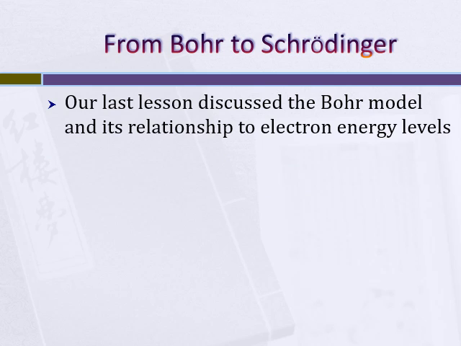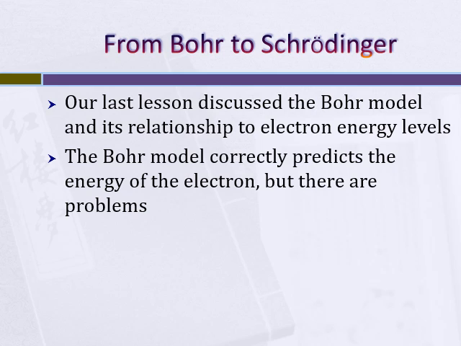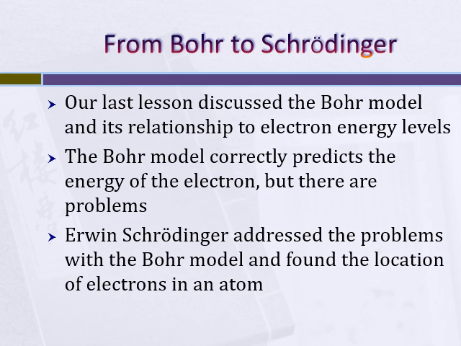Our previous video discussed the Bohr model and its relationship to the electron energy levels. Now, the Bohr model did correctly predict the energy of the electron in those levels, but there were some problems. For example, electrons do not orbit the nucleus like planets around the sun. But Schrödinger addressed these problems with the Bohr model, and he found the location of electrons in an atom.